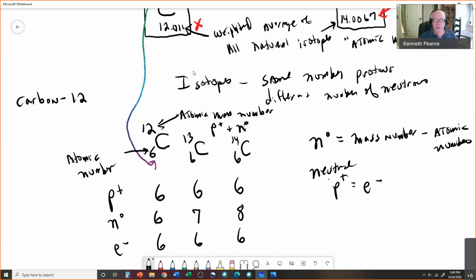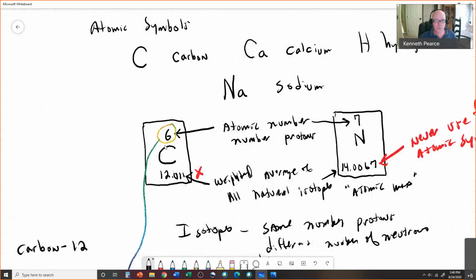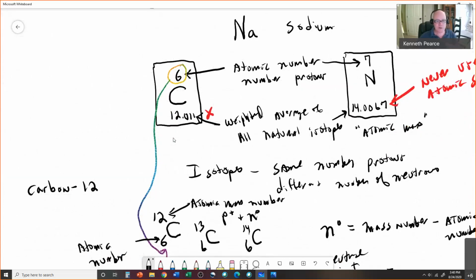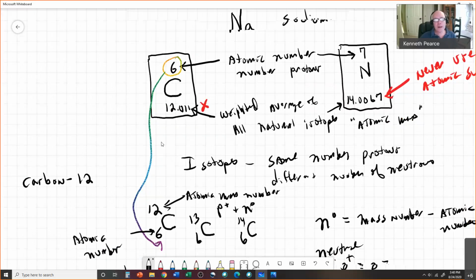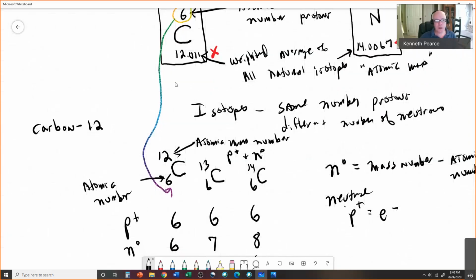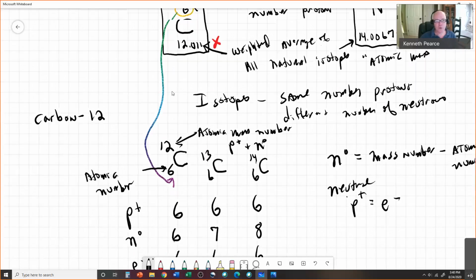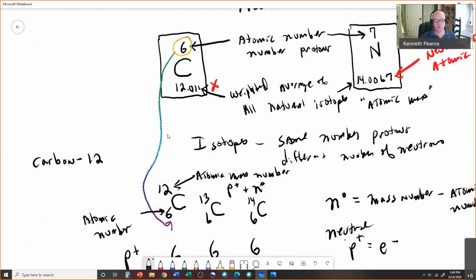remember that 12.01 that I was showing you right up here? See, carbon has 6 protons, and you may say to yourself, well, that just means it's carbon 12. Well, it's a weighted average, naturally occurring. You have these 3 isotopes here: carbon 12, carbon 13, and carbon 14. And roughly 99% of naturally occurring carbon is composed of carbon 12, and carbon 13 and carbon 14 are less than 1%.